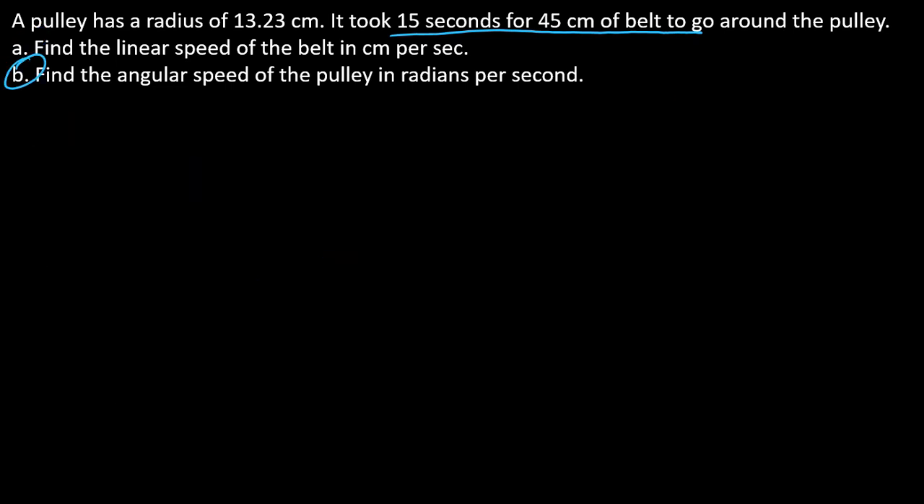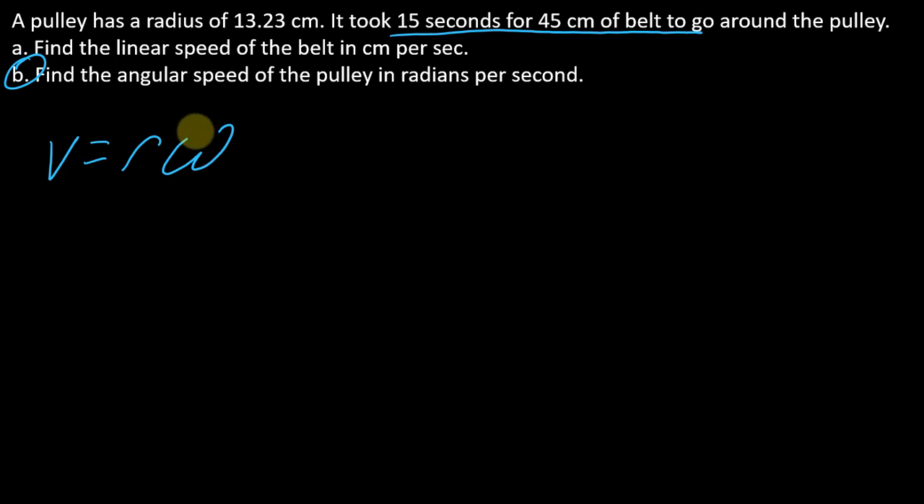Next, I want to find the angular speed of the pulley in radians per second. There's a little bit of an issue here. I could use my normal formula for angular speed, but there's another formula that I think is a little more convenient for this particular problem. I've got v equals r omega. So why would I use this formula versus my angular speed formula?